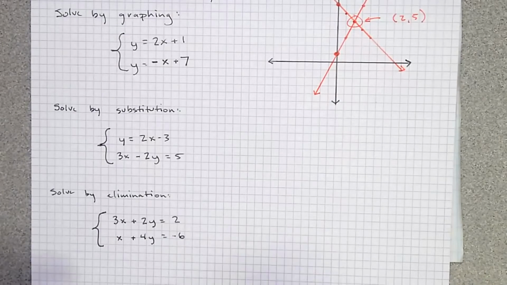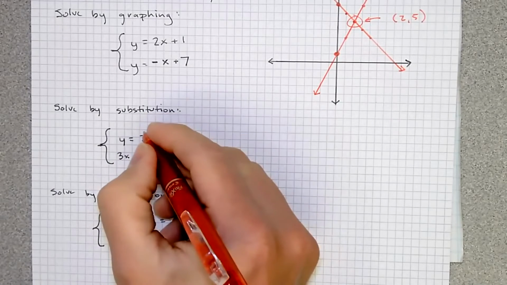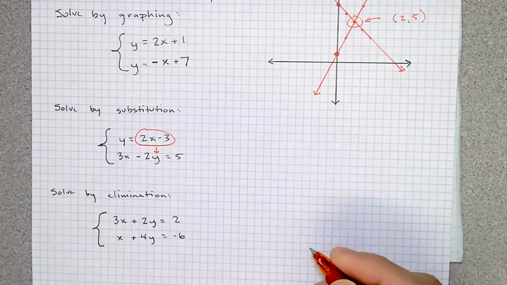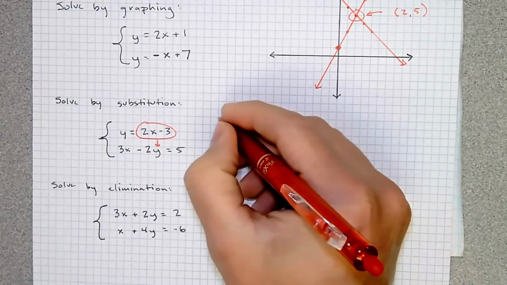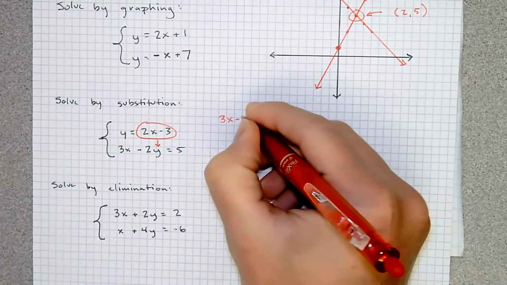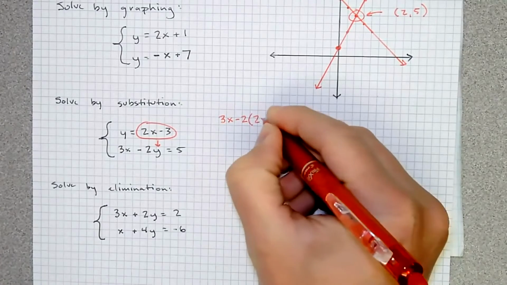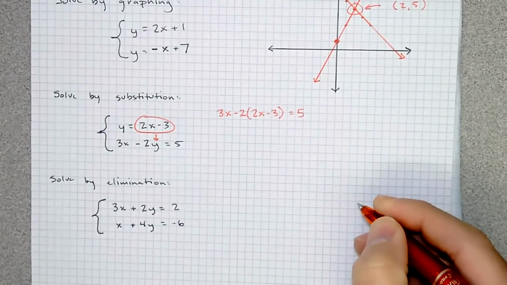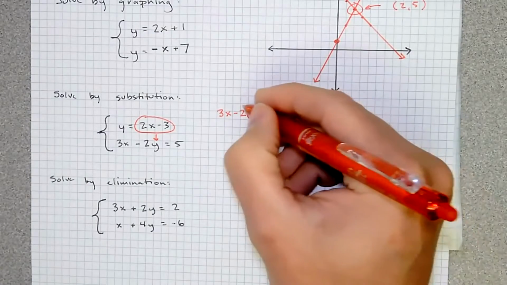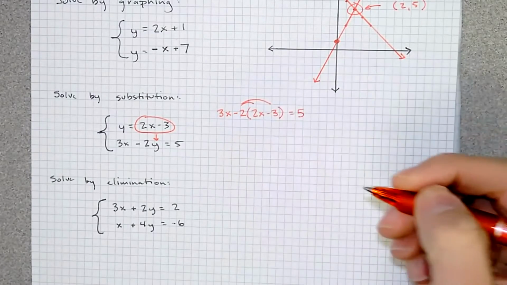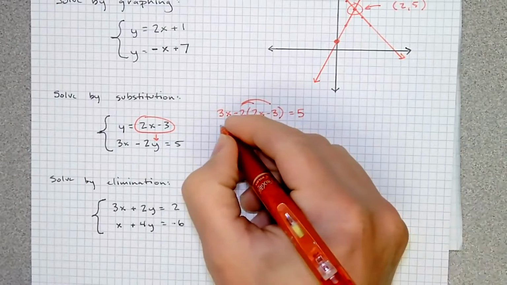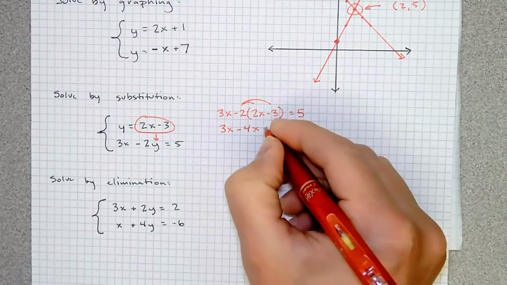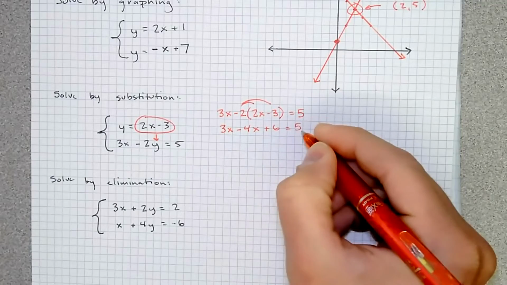Second one, solving by substitution. Since we have a variable on a side by itself, all we need to do is take this, plug it in for that y value there. Gives us 3x minus 2 times 2x minus 3 equals 5. Simplify the left-hand side. We're going to distribute that -2.